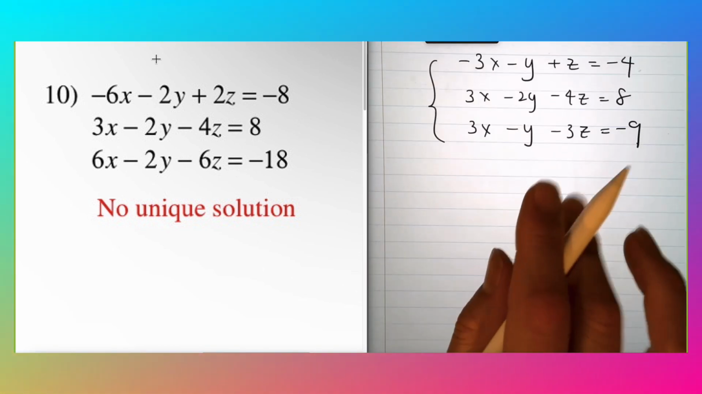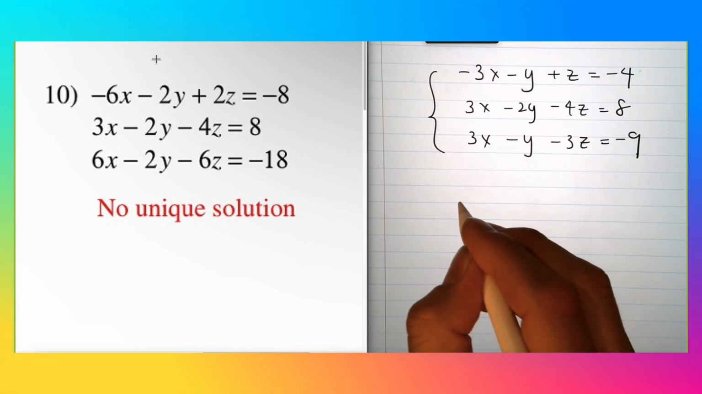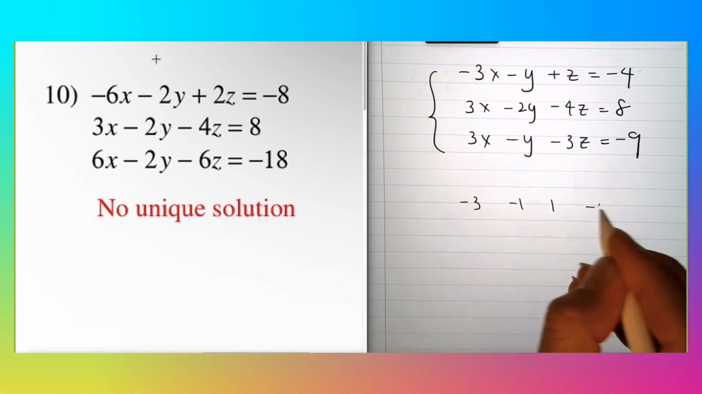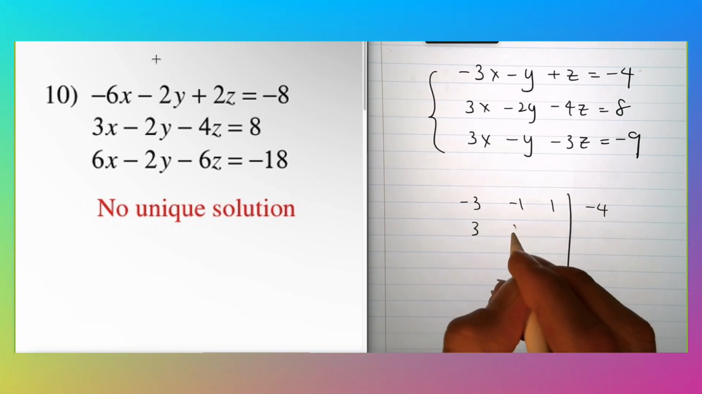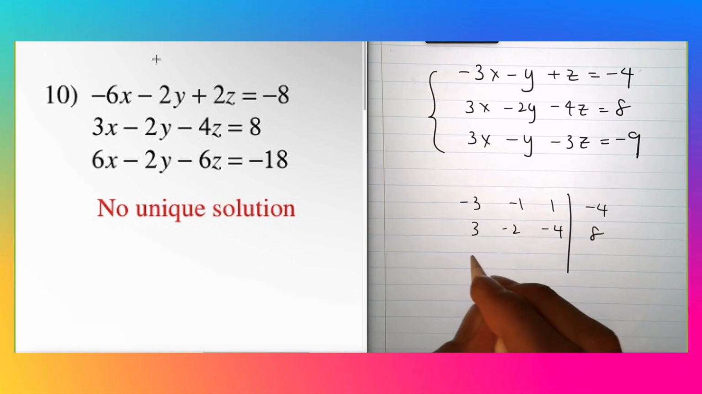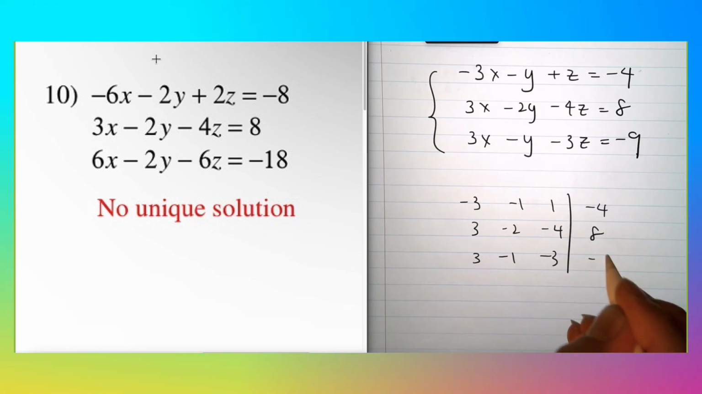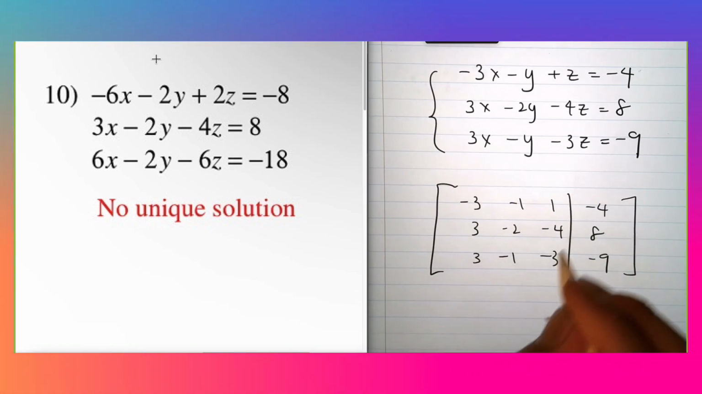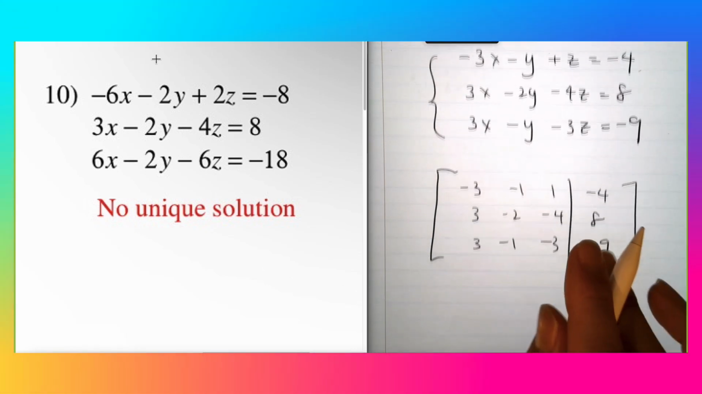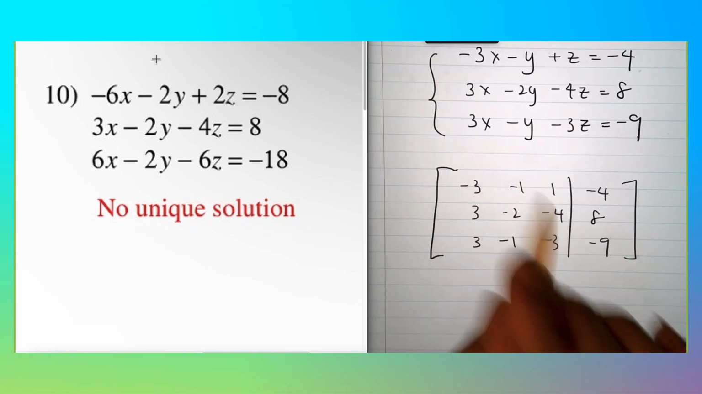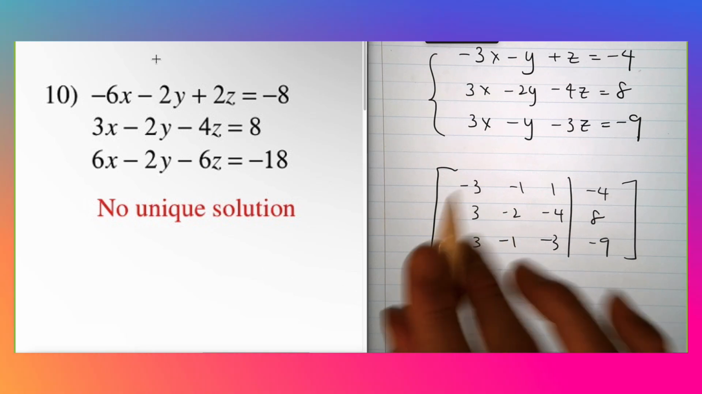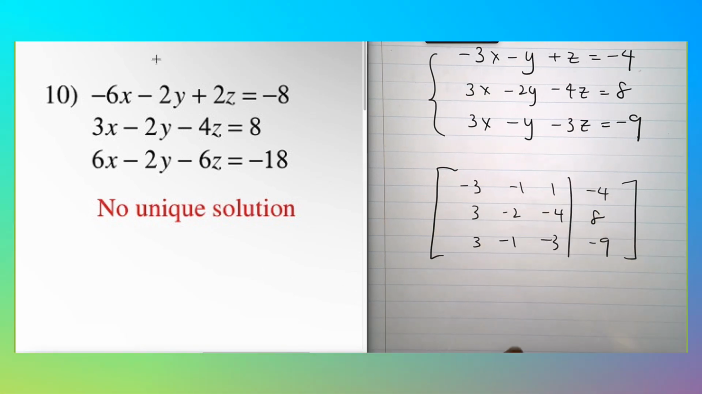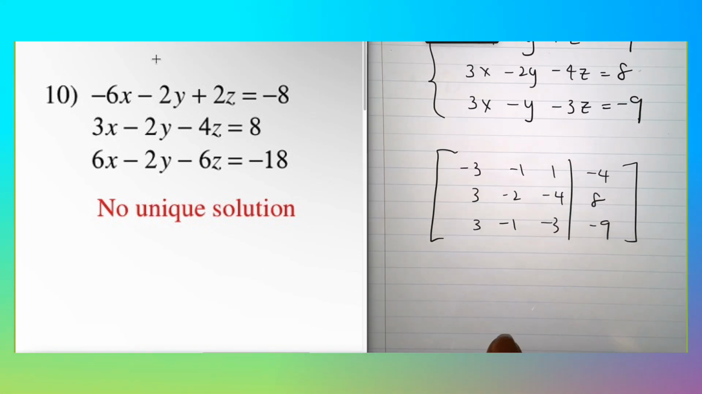So let's write this in the augmented matrix. We have negative 3, negative 1, 1, and negative 4. 3, negative 2, negative 4, and 8. 3, negative 1, negative 3, negative 9. All we have to do is take out the coefficients and the numbers: all the numbers go in the right column, and all the coefficients go on the left side of this vertical line.